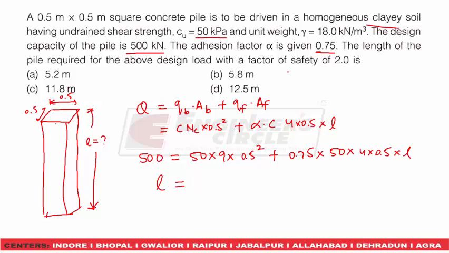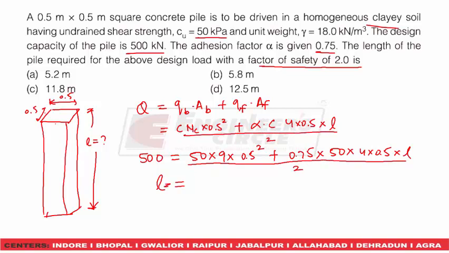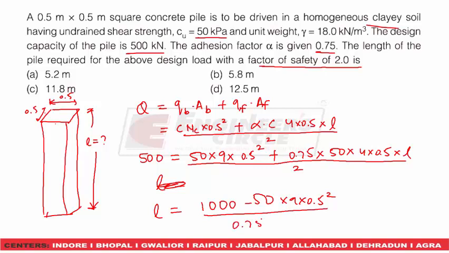But factor of safety is also given to us, so we have to include it. So design capacity will be this value divided by 2. So we should divide this whole value by 2. So from here we will get L equal to 500 into 2, that is 1000, minus 50 into 9 into 0.5 square, whole divided by 0.75 into 50 into 4 into 0.5. So it comes out to be 11.83 meters.